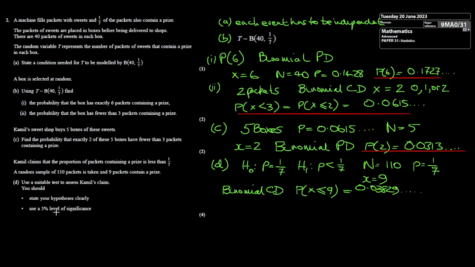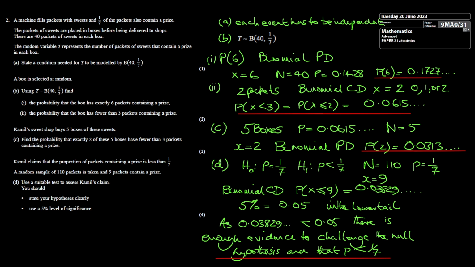So now we bring in the 5% significance level. Now 5% is 0.05. But our answer is lower than that, so we are in the lower tail of the distribution, which of course is the danger zone. So there is enough evidence that the probability of finding a prize is indeed less than a seventh. So there's the answer written down, that as 0.03829 is less than 0.05, which is our 5% significance level, there is enough evidence to challenge the null hypothesis, and that p, the probability of getting a prize, is indeed less than 1/7. And that's the end of the question.